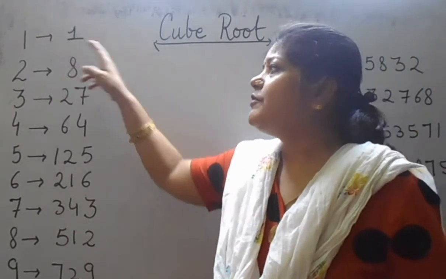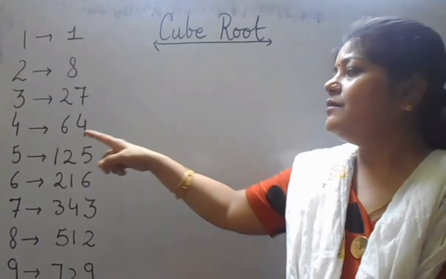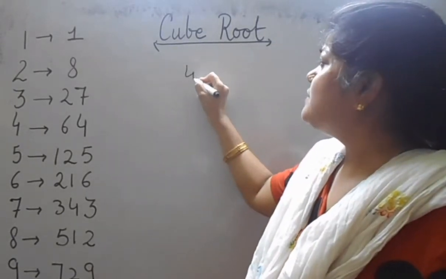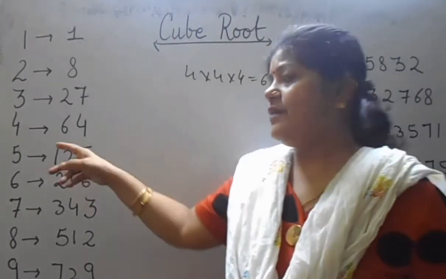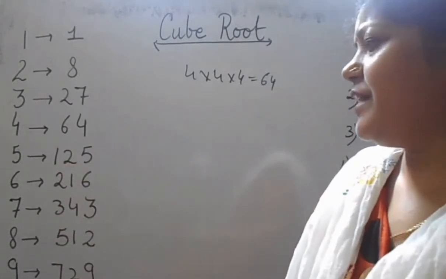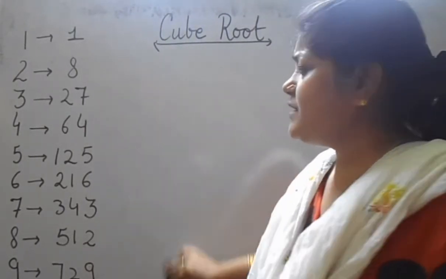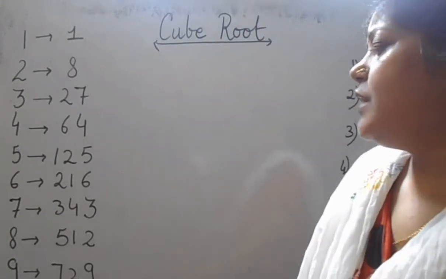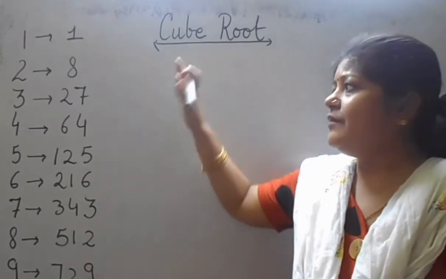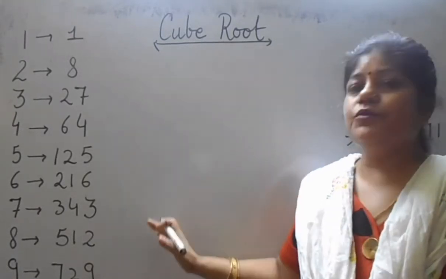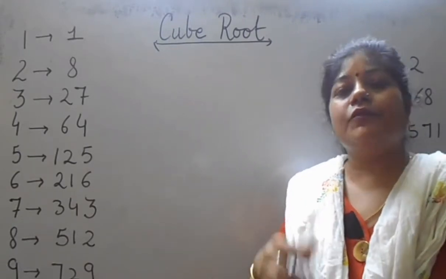We know that the cube of 1 is 1, 2 is 8, 3 is 27, 4 is 64. That means 4 into 4 into 4 gives 64. Clear? In the same way, the cube of 5 is 125 and the cube of 6 is 216. Cube of 7 is 343, cube of 8 is 512 and 9 is 729. We have to apply these cubes in finding the cube root of numbers with different digits.